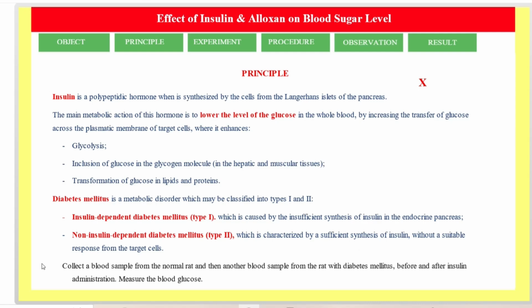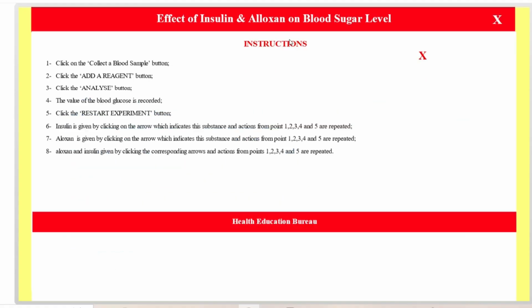Now what we are going to do is collect a blood sample from the normal rat and then a blood sample from the diabetic rat, and before and after insulin administration we are going to measure the blood glucose. So this was the whole principle of the experiment. Now we will go and see the procedure first.